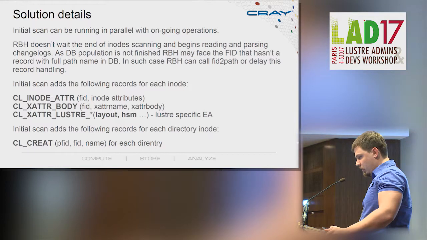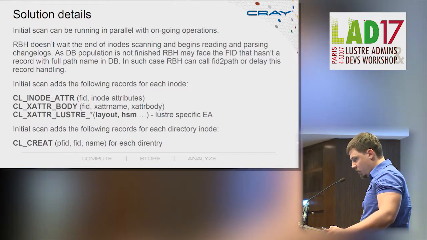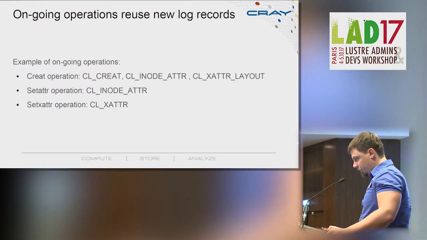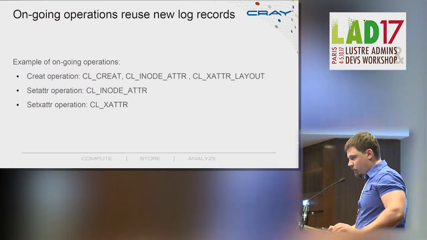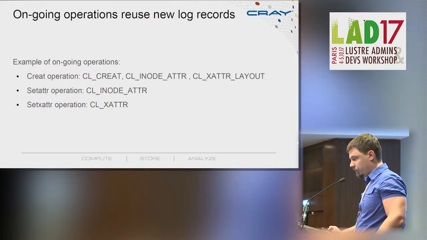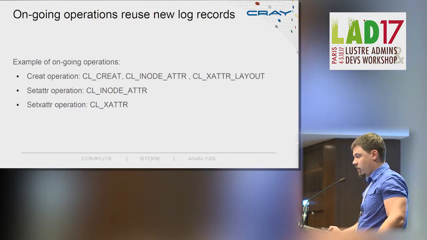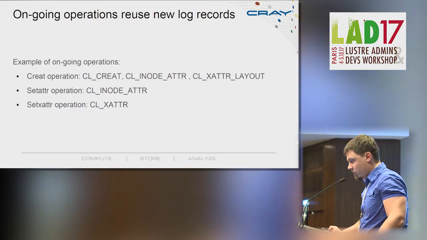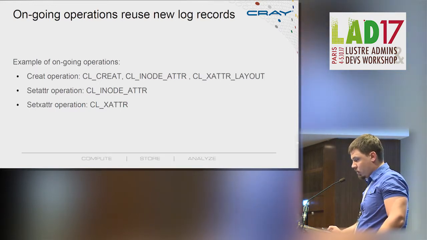Initial scan adds the following records for each directory inode. It should be just CL create. Here is an example of records for each ongoing operation. For example, for a create operation, we need to add create, inode attributes and xattr layout.